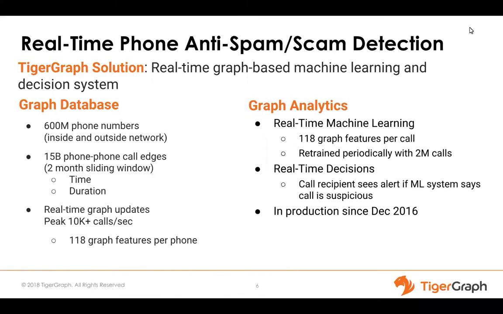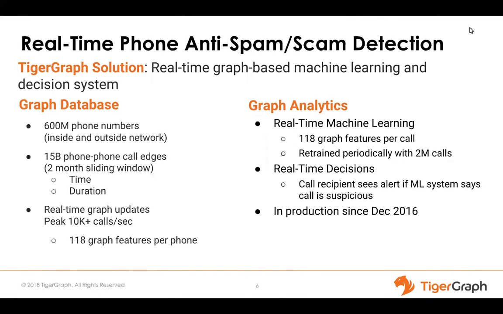Our solution was to provide real-time, graph-based machine learning and decision to detect different types of unwanted or fraudulent activity. First, we constructed a graph database to record all the phone calls received in a 2-month sliding window.